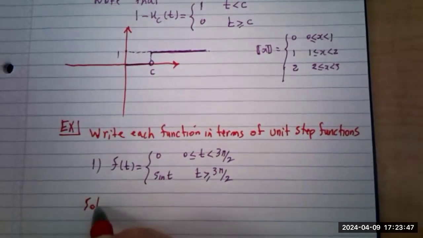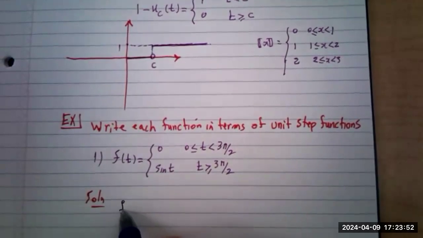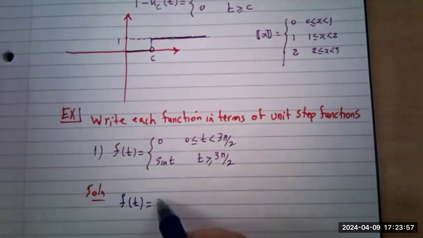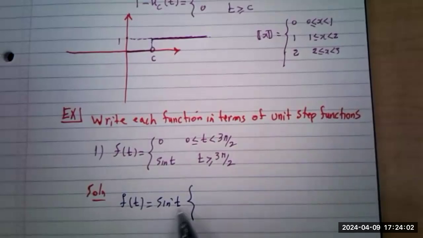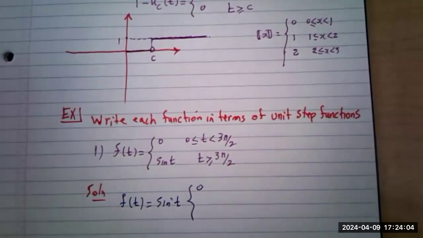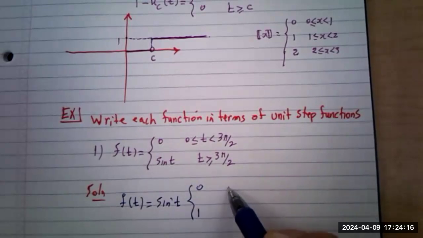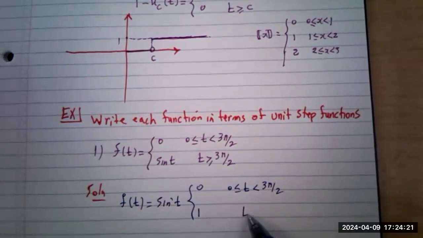So the solution is, you can rewrite f of t. You see, this is the f of t given. It's a kind of factoring the sine t out. So if you multiply by the function sine t, 0 would stay 0, and this would become 1. Because now sine t times 0 would be 0, sine t times 1 would be sine t. Okay, and this is it. The ranges are going to be as is, the domain of that function.